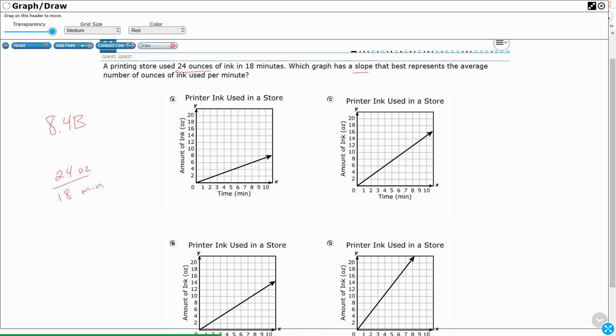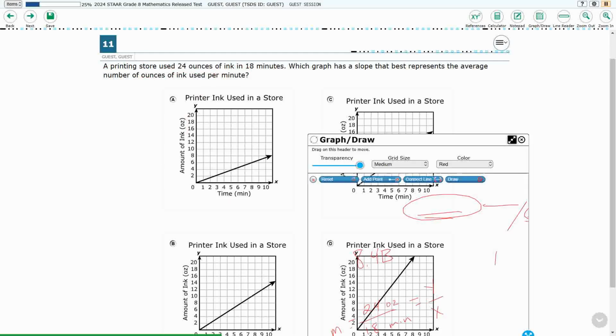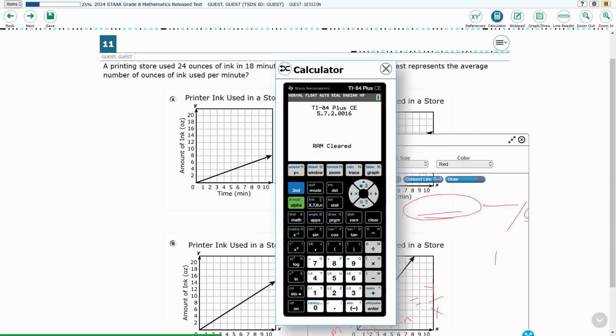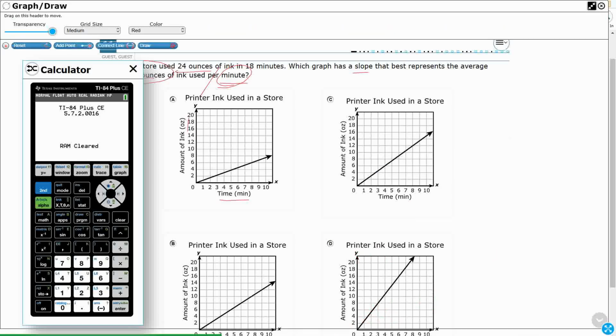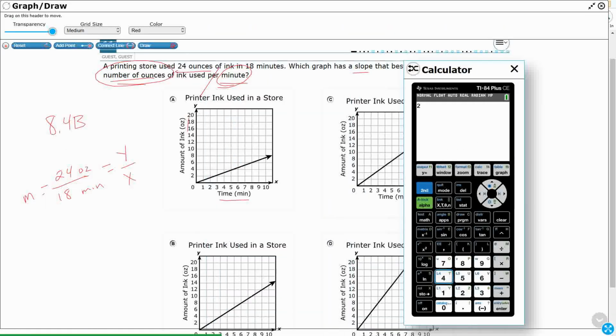So we're looking for a slope that represents the average number of ounces used per minute. So that's what I need. Ounces per minute. And take a look at this. My ounces is my y, and my minute is my x, and that's what my slope is, right? The change in y over the change in x equals my slope. So if I wanted to take a look at that, what did I say that was? 24 over 18.